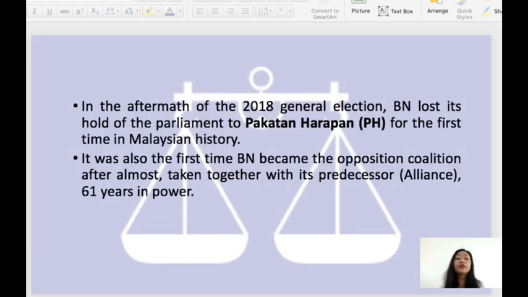In the aftermath of the 2018 general election, Barisan Nasional lost its hold of the Parliament to Pakatan Harapan for the first time in Malaysian history. It was also the first time Barisan Nasional became the opposition coalition after almost 61 years in power, taken together with its predecessor alliance.